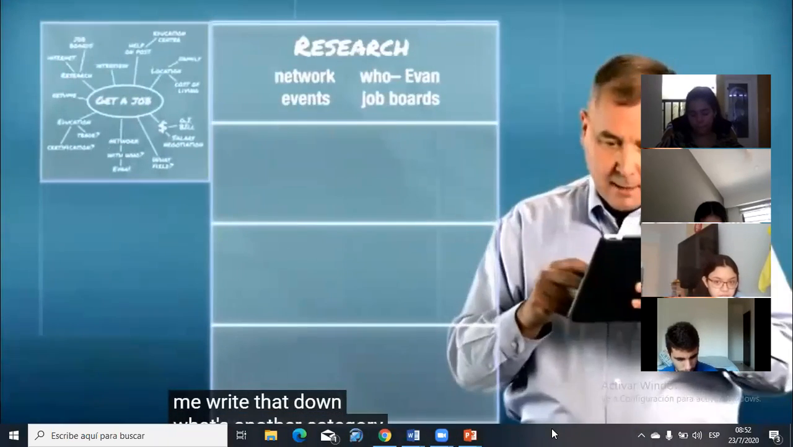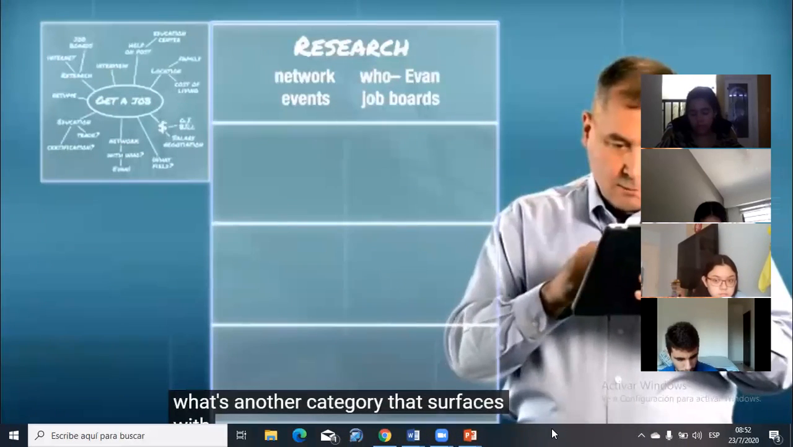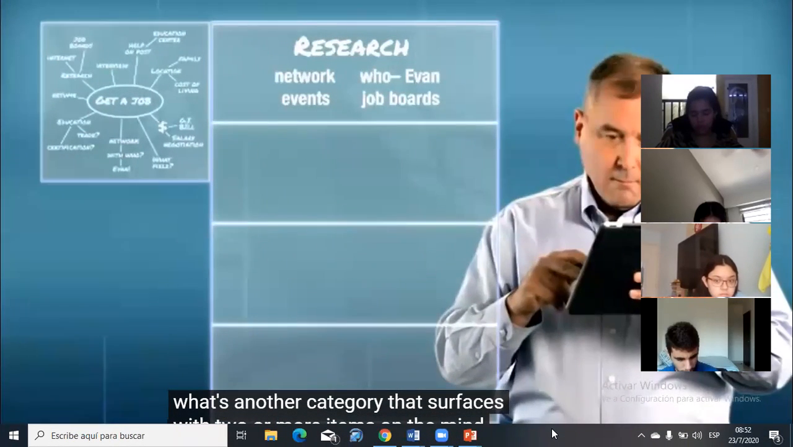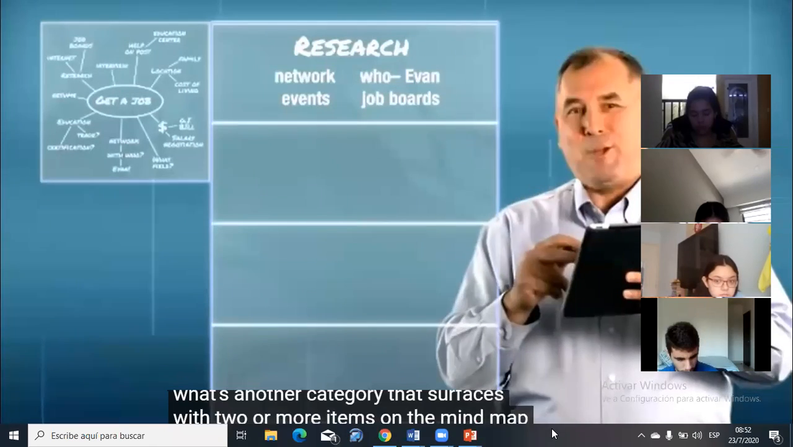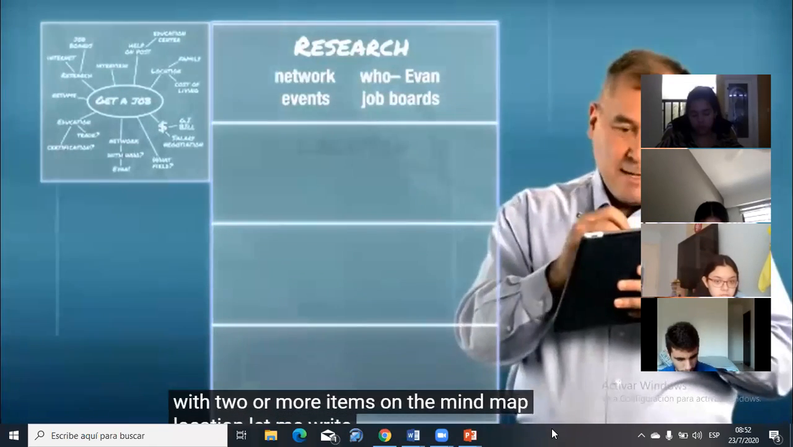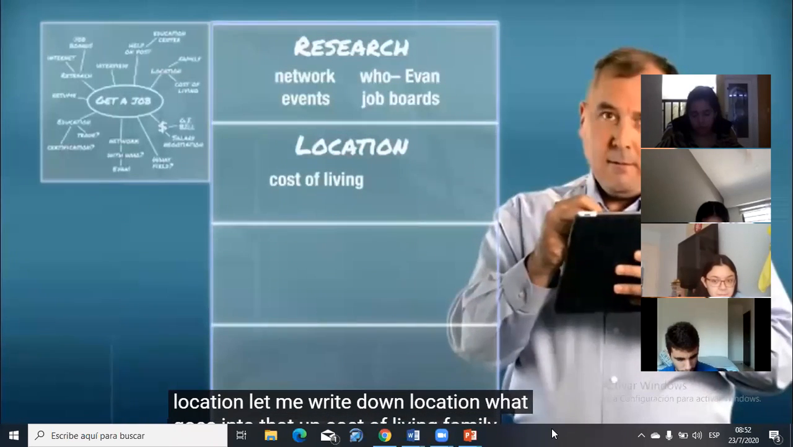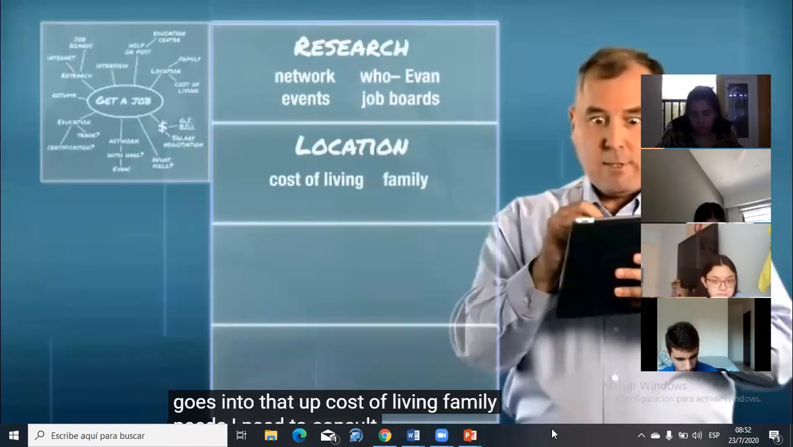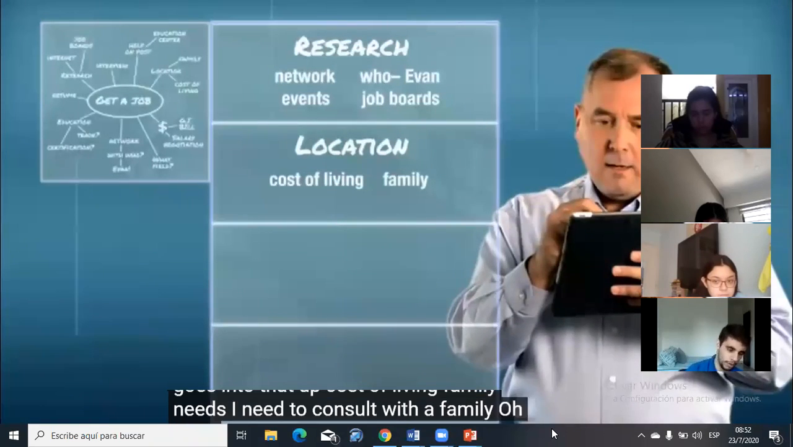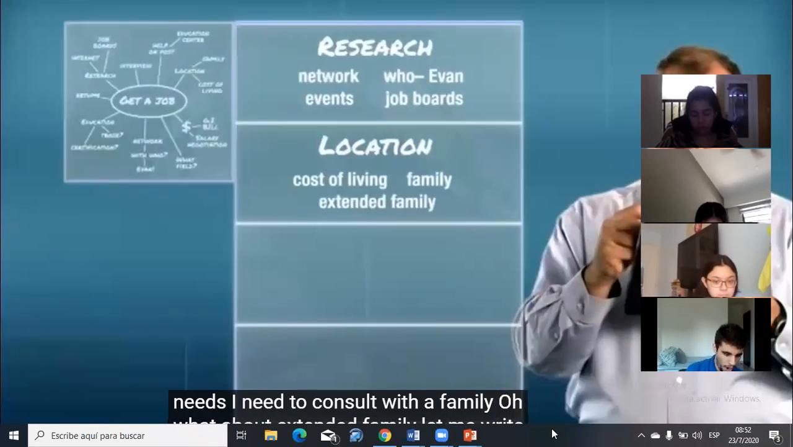What's another category that surfaces with 2 or more items on the mind map? Location. Let me write down location. What goes into that? Oh, cost of living. Family needs, I need to consult with the family. What about extended family? Let me write that down too.